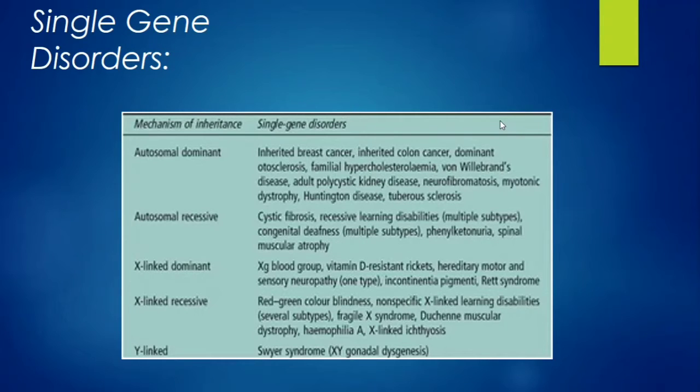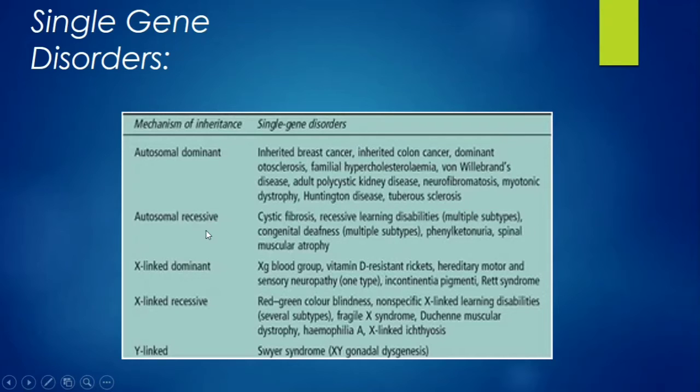So let's look at some examples of the autosomal dominant, autosomal recessive, X-linked dominant, X-linked recessive and Y-linked disorders. So first of all, let's look at the autosomal dominant examples. These are inherited breast cancer, inherited colon cancer, dominant otosclerosis, familial hypercholesterolemia, von Willebrand's disease, adult polycystic kidney disease, neurofibromatosis, myotonic dystrophy, Huntington disease, tuberous sclerosis.